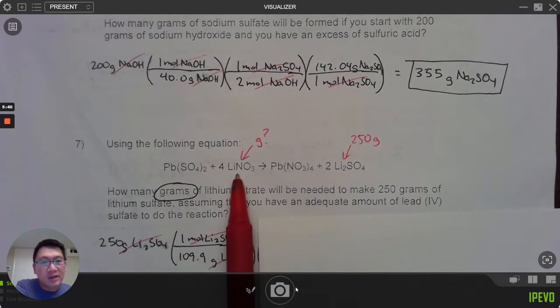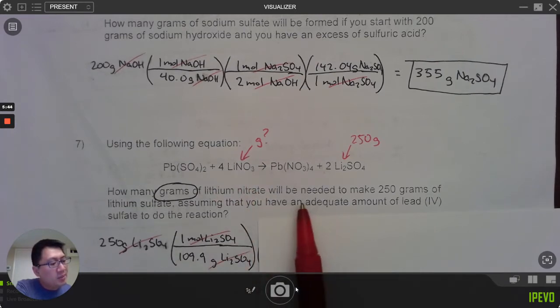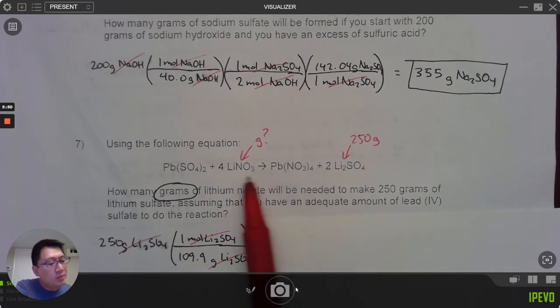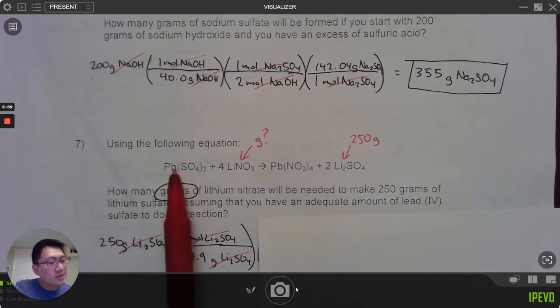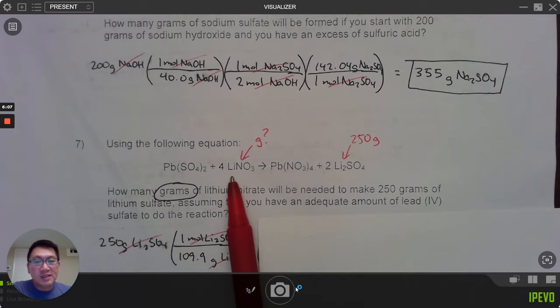That's lithium nitrate. Question, how many grams of this thing will be needed to make 250 grams of lithium sulfate? So to make 250 grams of it, how many grams of lithium nitrate do I need? And it says, assuming you have an adequate amount of lead sulfate, lead 4 sulfate. So this is an excess reagent. We're not worrying about limiting or excess reagents here.